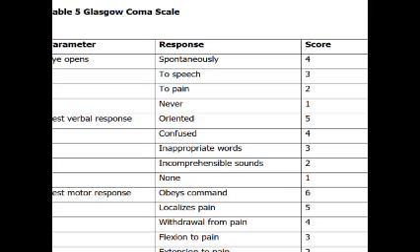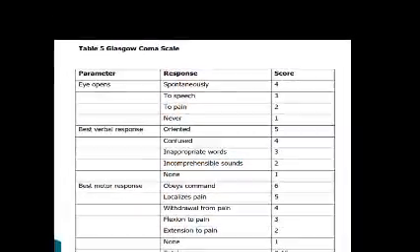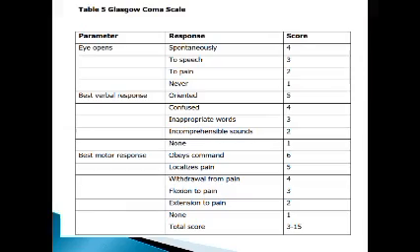Best motor response: obeys command, score 6; localizes pain, score 5; withdrawal from pain, score 4; flexion to pain, score 3; extension to pain, score 2; none, score 1. Total score 3 to 15.